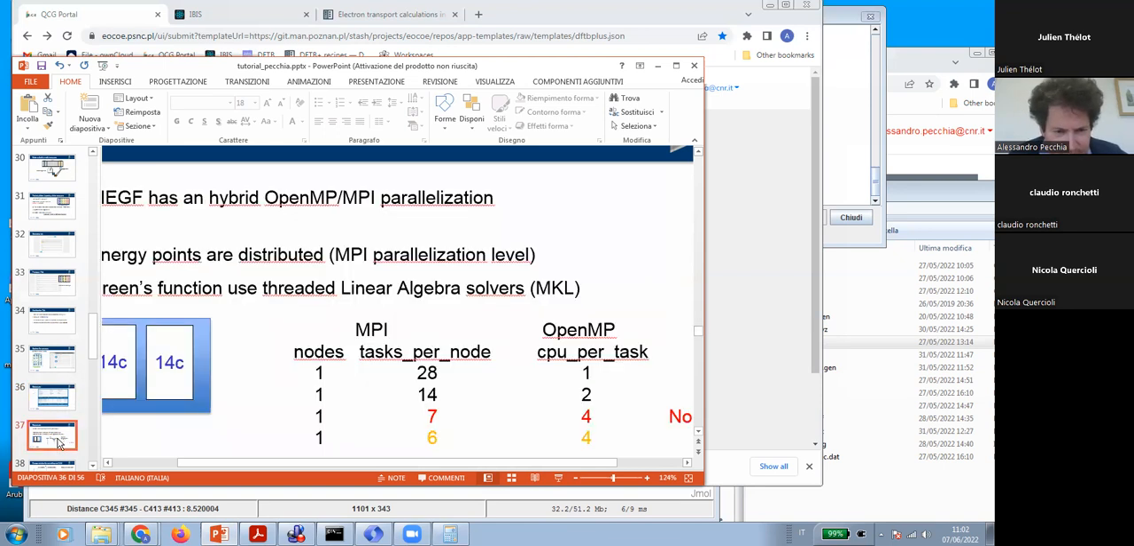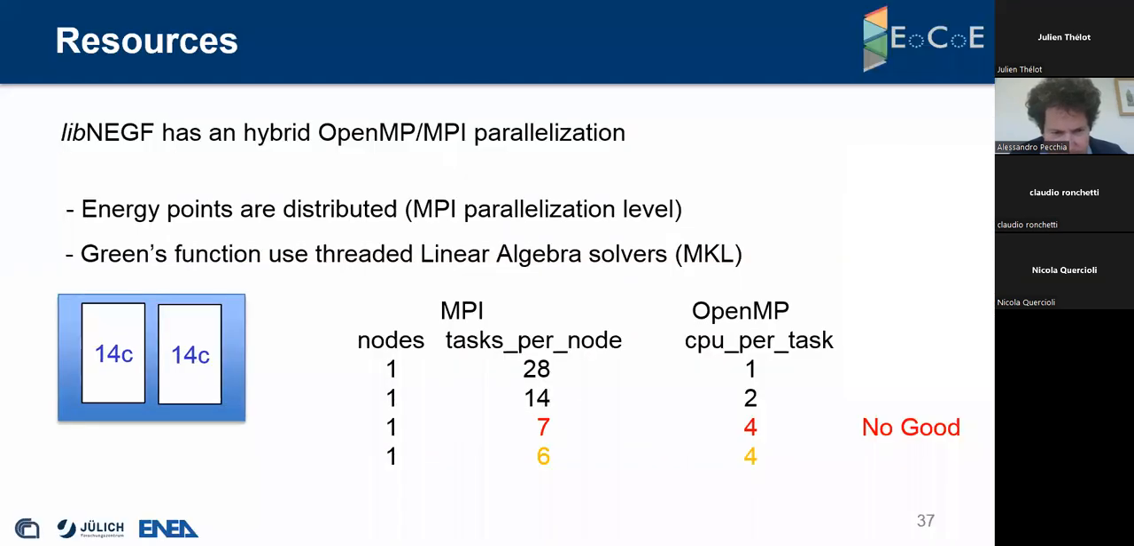So what does it mean? Every node is made of two twin CPUs, each having 14 cores. So we can distribute what is parallelized in LibNEGF, essentially the energy calculation. Every energy is independent from the other, at least as long as you don't have interactions. And even every K point, if you have parallel periodicity, like if you do a supercell calculation, you can parallelize K points and energies. Here we only have energies in the end, for the transport calculation.